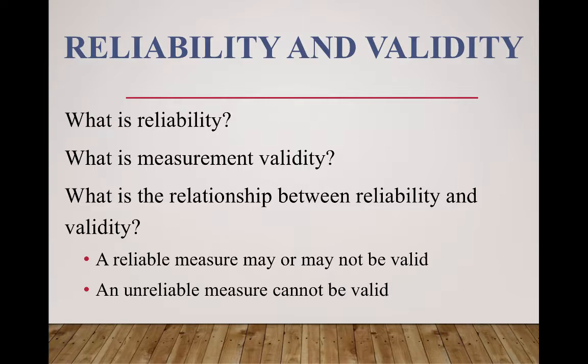So an unreliable measure, though, cannot be valid. If a measure is unreliable, it may be measuring the wrong thing, right? It may be consistently measuring the wrong thing, such as, again, inaccurately measuring the temperature by saying that it's 10 degrees cooler or 10 degrees hotter than it is. So you need these things to be both in order to make sure that your research is actually valid, but it is possible to have reliability without validity.